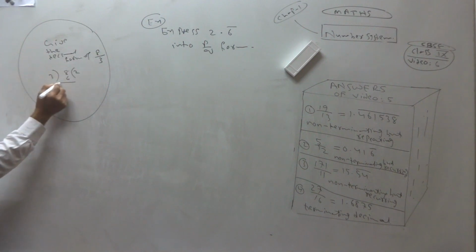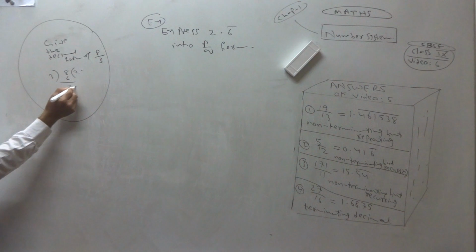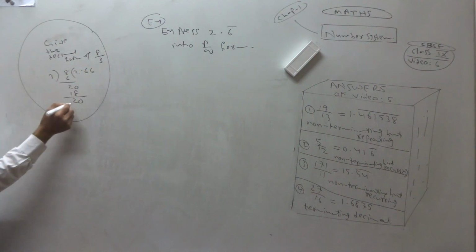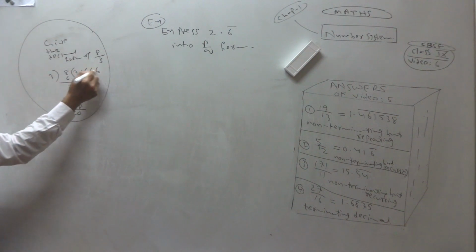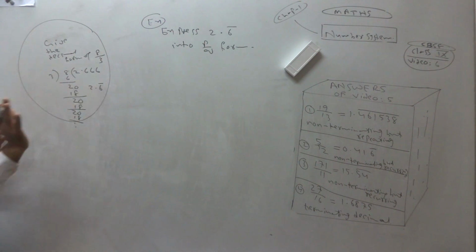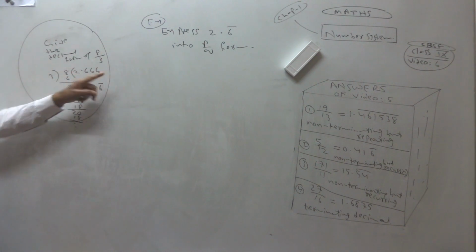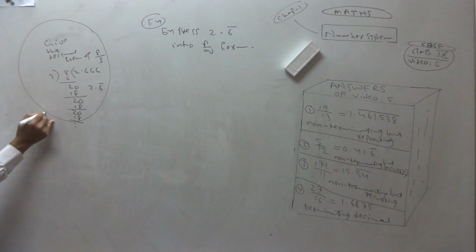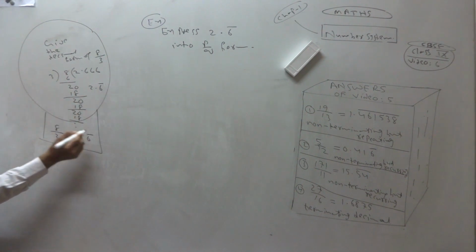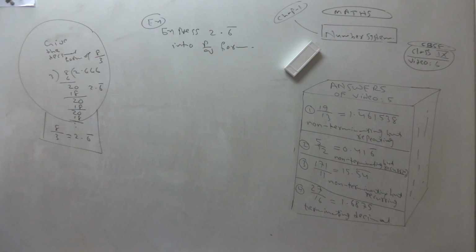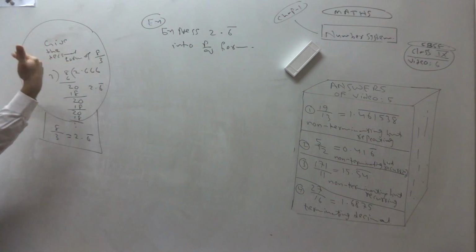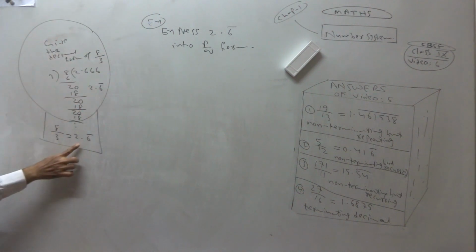3 2s are 6. 2 left, decimal 0. 3 6s are 18. 2 left, 0. 3 6s are 18. 2 left, 0. 3 6s are 18. So it goes on. So what is the answer, please? 2.6 bar, right? 2.6666 means what? 2.6 bar. You know that 8 by 3 decimal expansion is this. Clear? So when 8 by 3 is there and asking you the decimal form, you divide it and write the answer.